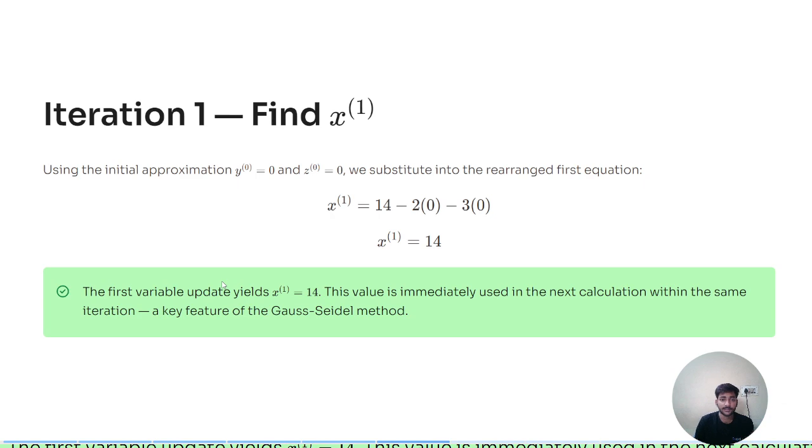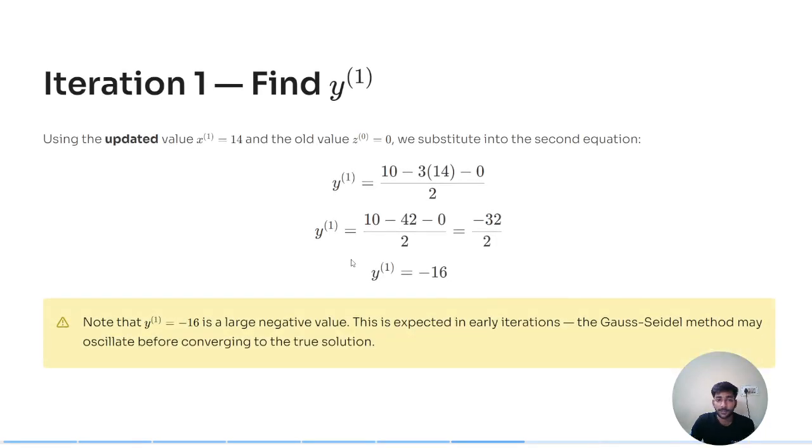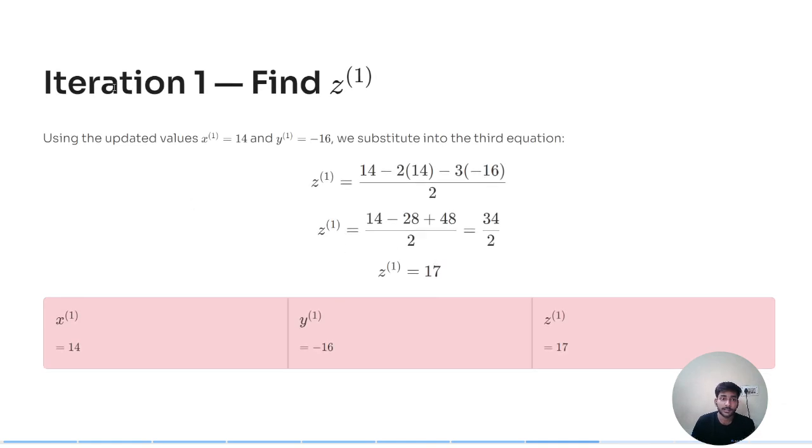Then in the first iteration, we will get x1 equal to 14. For y1 we will put the updated value of x1 equal to 14 and z equal to 0. Then we will get the value of y1 equal to minus 16. Now we will find the value of z1. We will put the updated values x1 equal to 14 and y1 equal to minus 16. Then we will get z1 equal to 17.